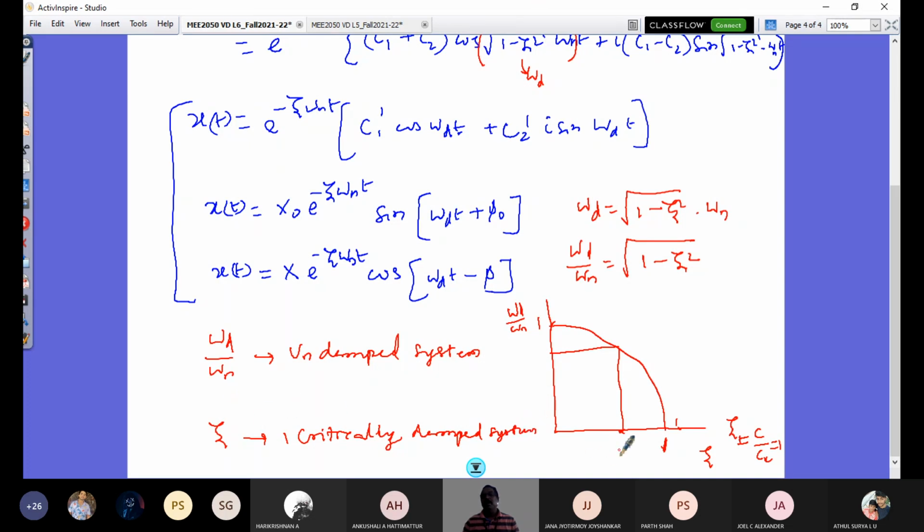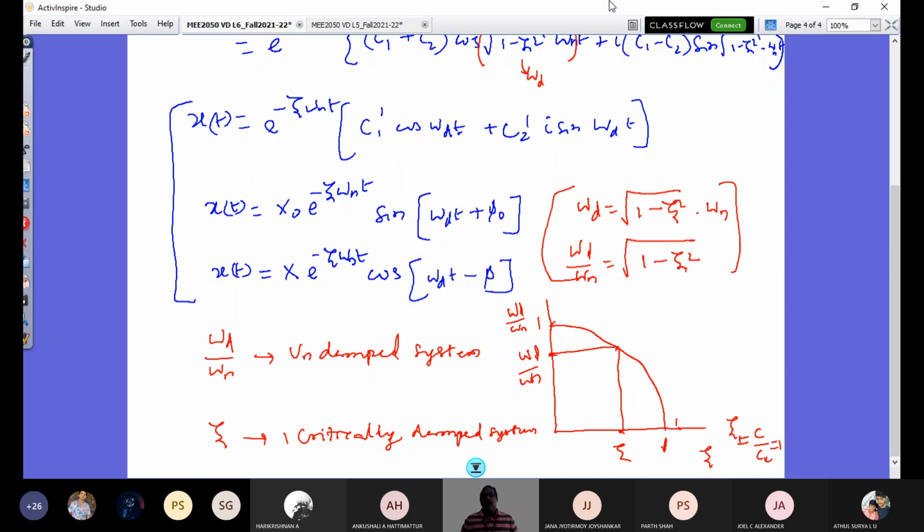And anything between these values of zeta, you'll have omega d by omega n less than 1, because omega n is greater than omega d. So that is how you can remember this equation. And this will always be a question in an interview or many examinations, competitive exams; problems can be solved based on this.